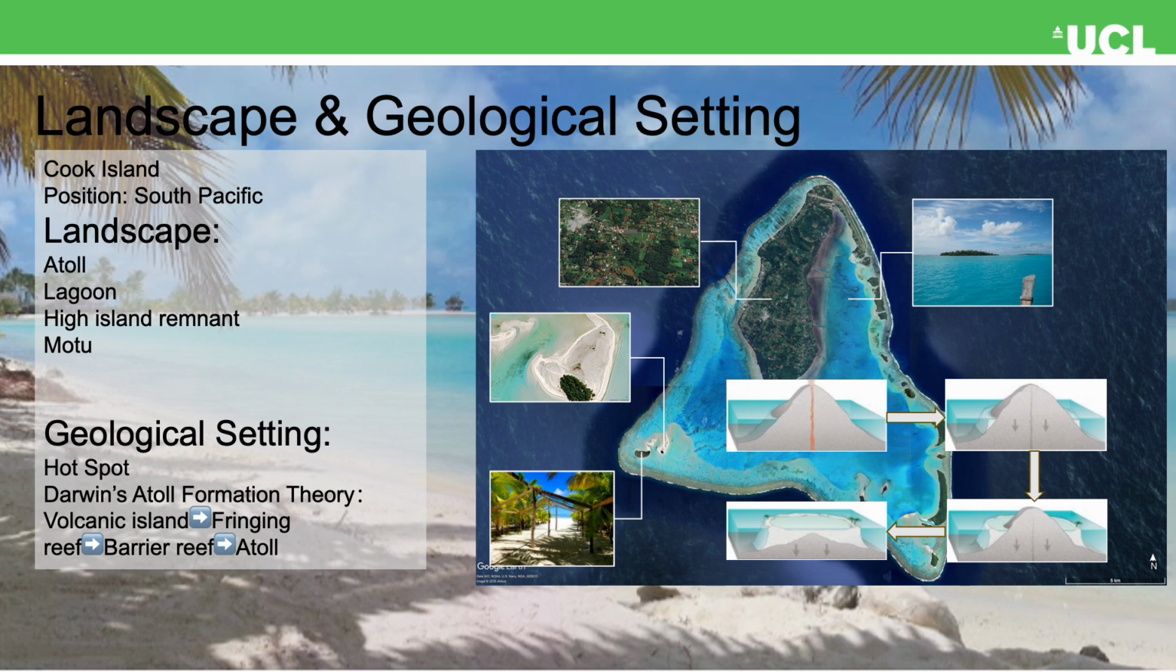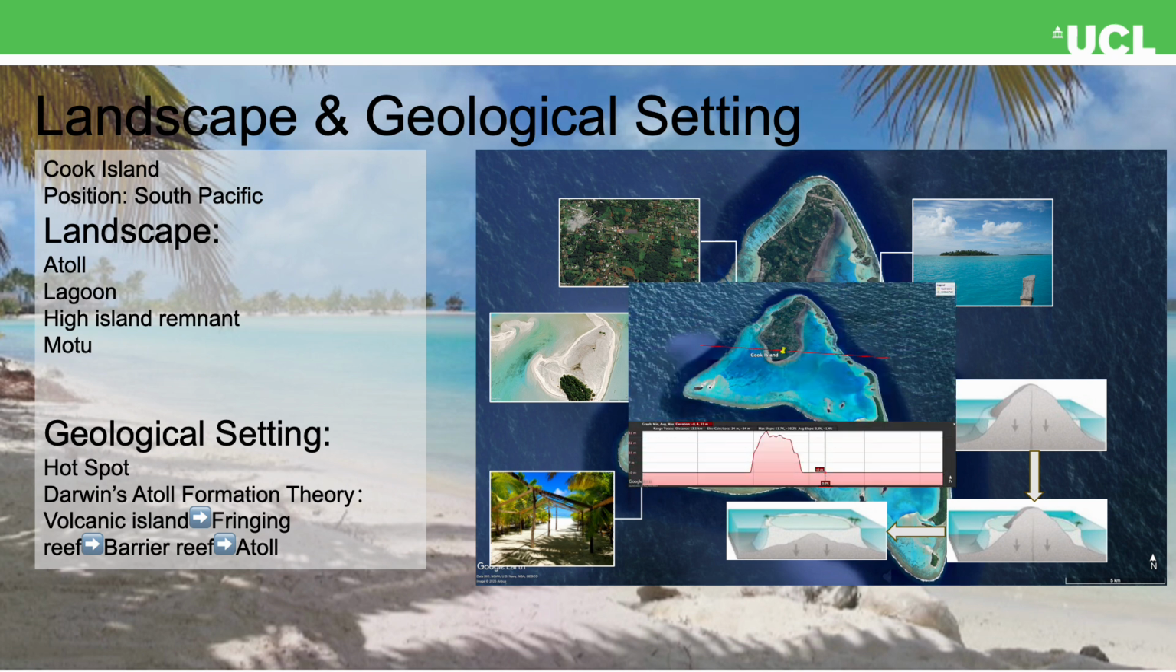This central diagram shows the Darwin atoll formation model, a sequence from volcanic islands to fringing reefs, then to barrier reefs, and finally to atoll, as the volcanic core sinks below sea level. In this particular case, although there is a remnant of basalt islands, as you can see on the GIS picture, the presence of a ring-shaped reef and a submerged central peak suggests we are observing an elevated atoll, not just a barrier reef.